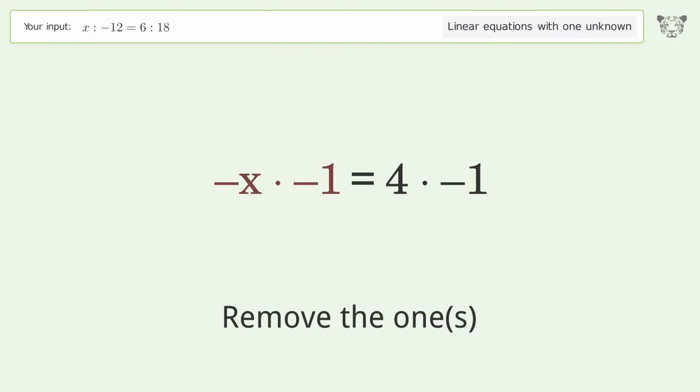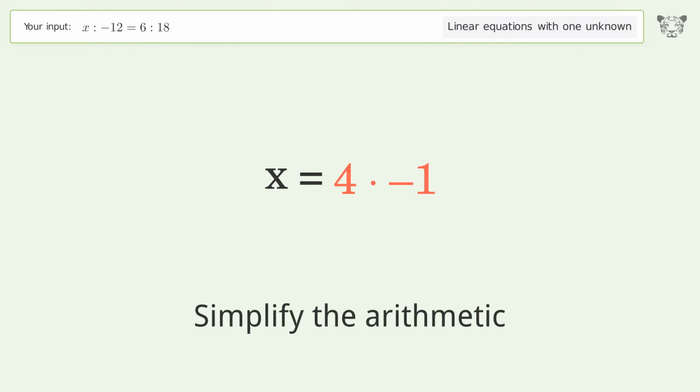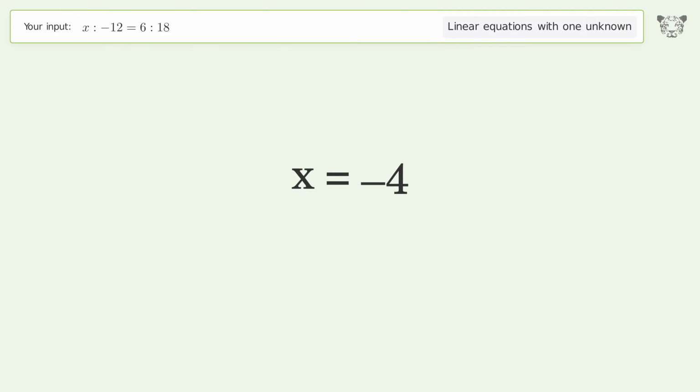Remove the ones. Simplify the arithmetic. And so the final result is x equals -4.